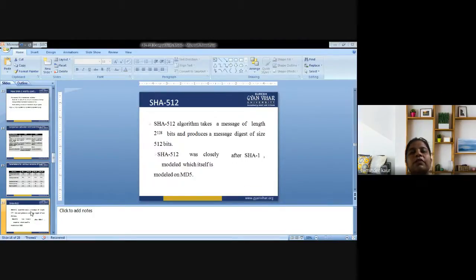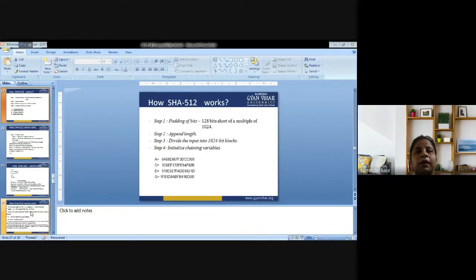Now let's discuss SHA 512. So what is basically SHA 512? It takes a message of length 2 raised to power 128 and produces the MD of size 512 bits. It was closely modeled after SHA1, which itself is modeled on MD5. Next is how SHA512 works. What is the procedure behind the scene?